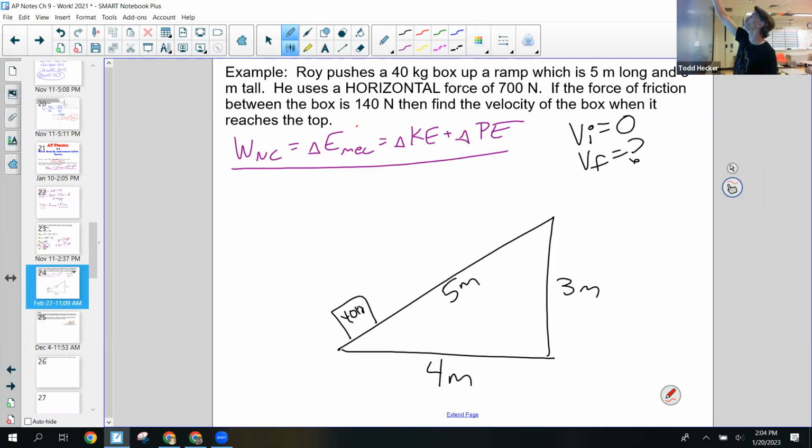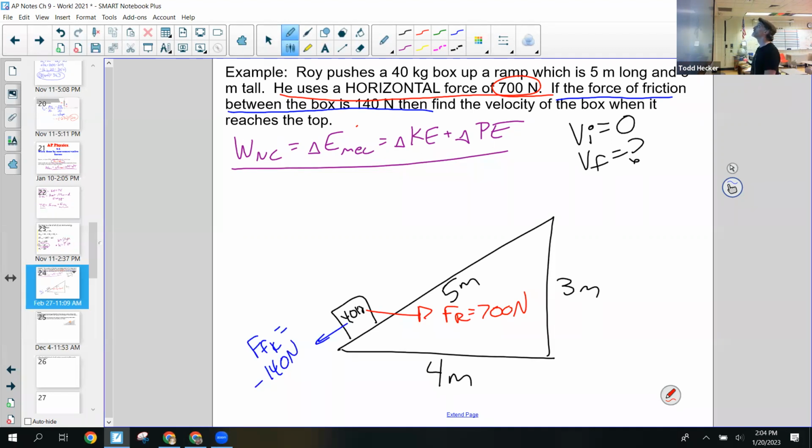All right, so first of all, it tells us that Roy uses a horizontal force of 700 newtons to push it up the ramp. So let's go ahead and draw that in. So here's our force of Roy, 700 newtons. Then it tells us that the force of friction between the box and the ramp is 140 newtons. That's going to be down the ramp. That's kinetic friction, isn't it? 140 newtons. What other forces are there? There's gravity. And normal force. And I think that's it, right?